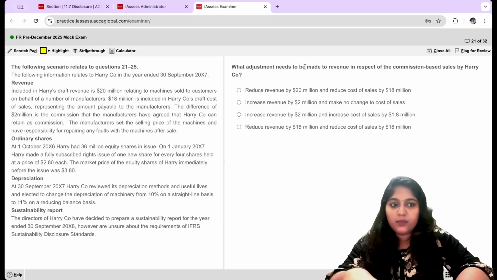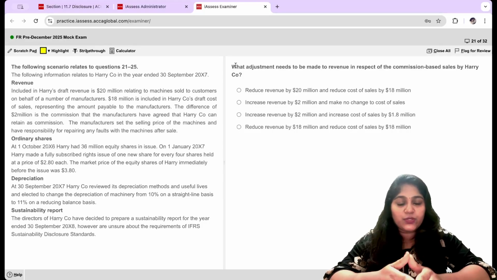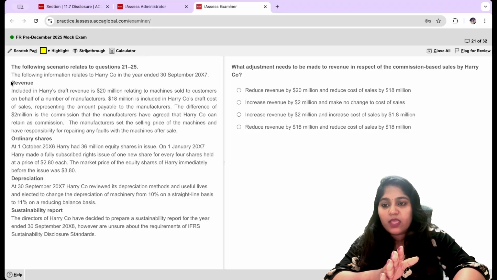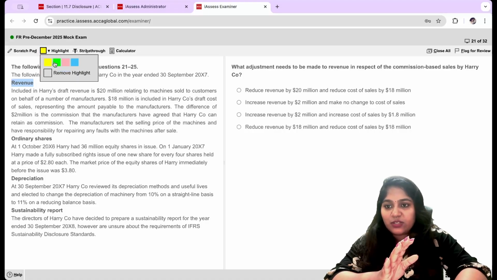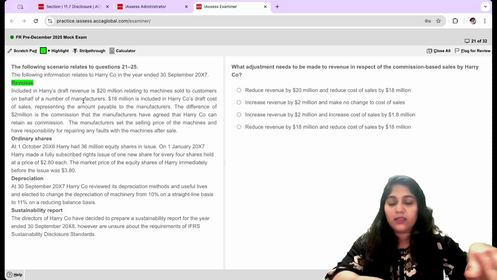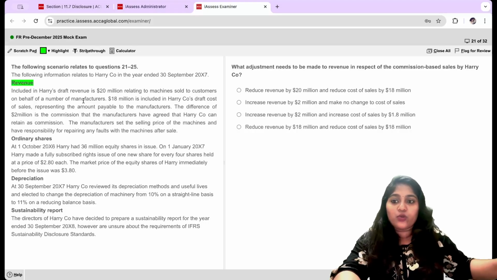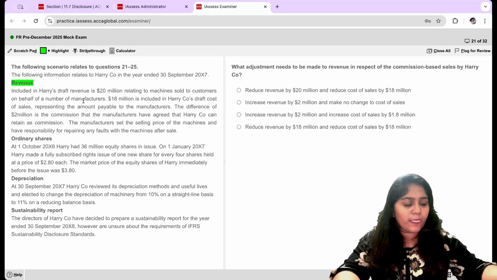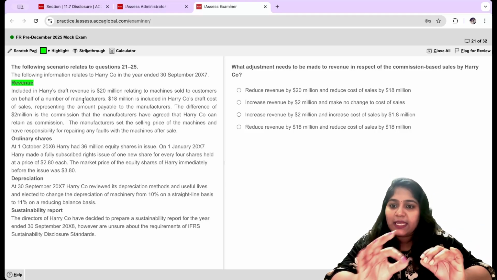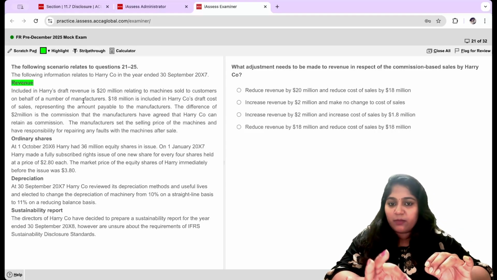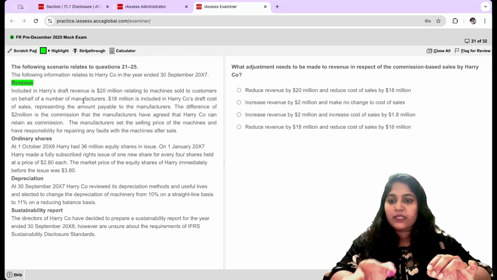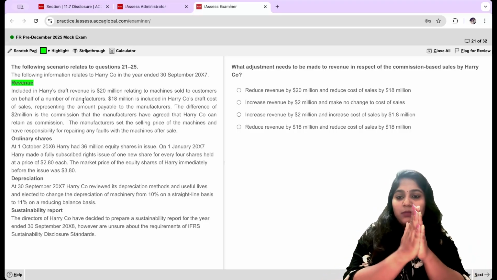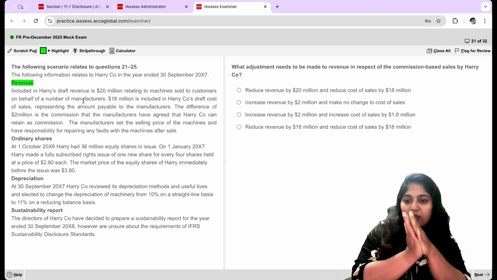Okay. It's clearly about revenue. What adjustments need to be made to revenue in respect of the commission based sales by Harry Company? Read the whole revenue part. Included in Harry's draft revenue is 20 million relating to machines sold to customers on behalf of a number of manufacturers. $18 million is included in Harry Company's draft cost of sales, representing the amount payable to the manufacturers. The difference of 2 million is the commission that manufacturers have agreed that Harry Company can retain as commission.